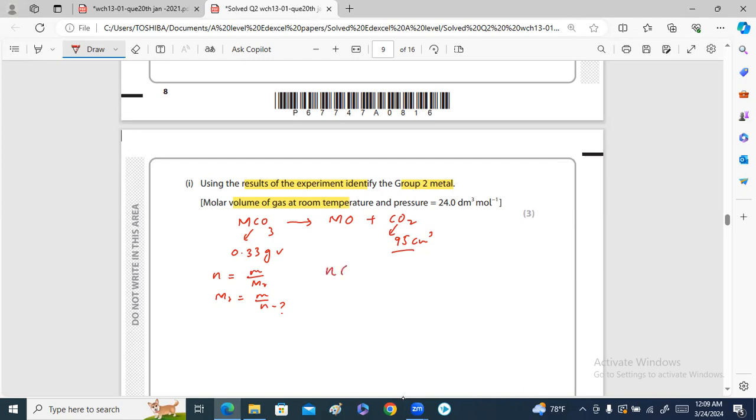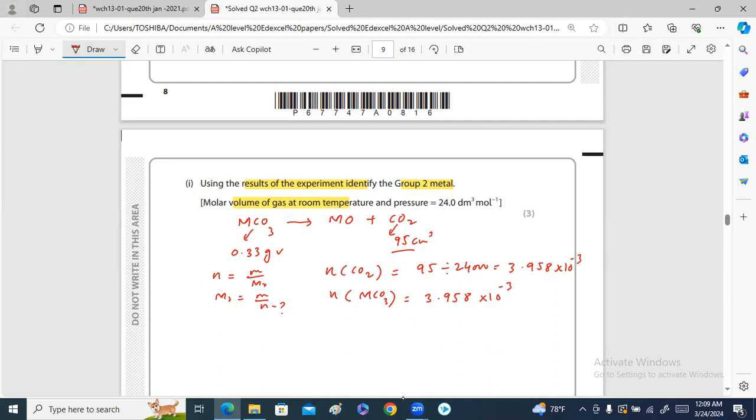Now, first of all, calculate the moles of carbon dioxide. Then you can calculate the moles of metal carbonate. We can't use the formula mass over Mr because we don't know which metal is there. So 95 divided by 24,000, we'll get the moles of carbon dioxide. So this value is 3.958 times 10 raised to minus 3. So these are the moles which are present in 95 centimeter cube of carbon dioxide. Carbon dioxide and metal carbonate are present in 1:1. So that's why the same number of moles of metal carbonate.